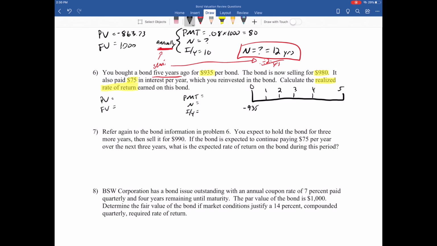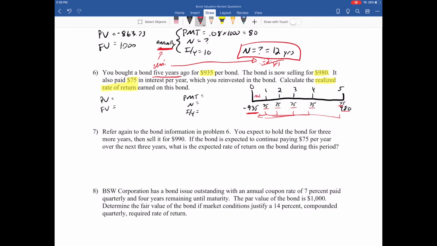Over the next 5 years, now the bond is selling for $980. It paid $75 in interest per year for this 5-year period. They want to know what is the yield that I actually realized if I bought at that amount and received all of these future cash flows. So essentially, we're solving for the discount rate that would set the present value of these future cash flows equal to the price that we paid.